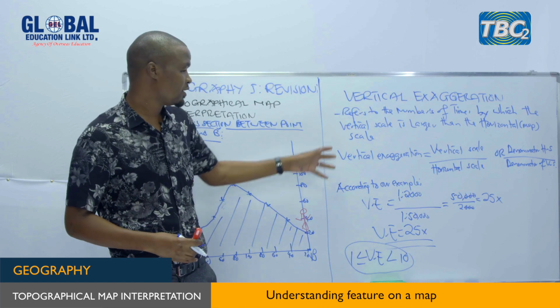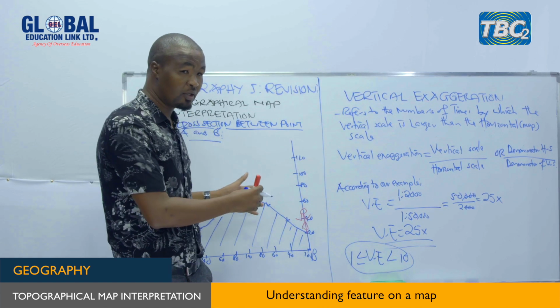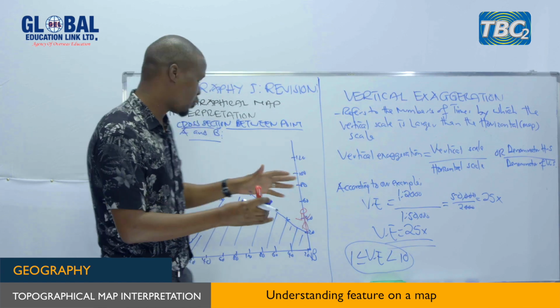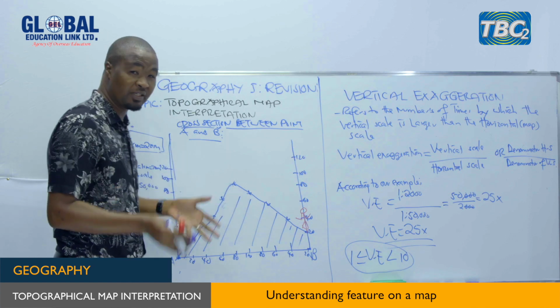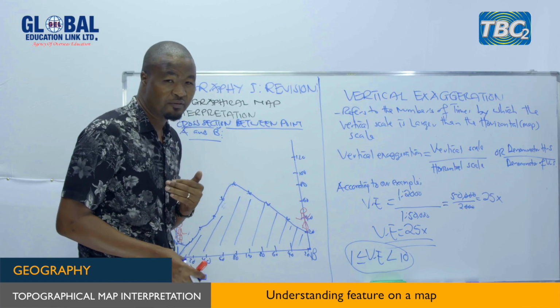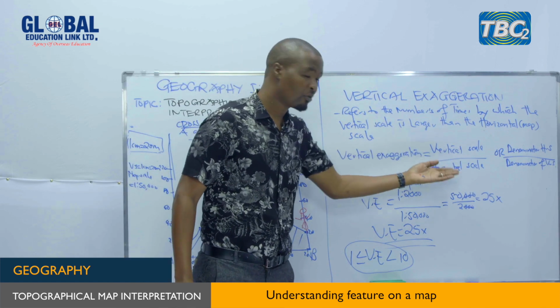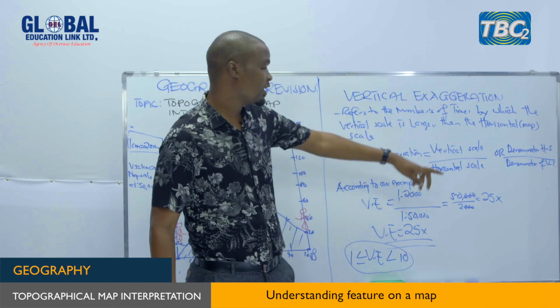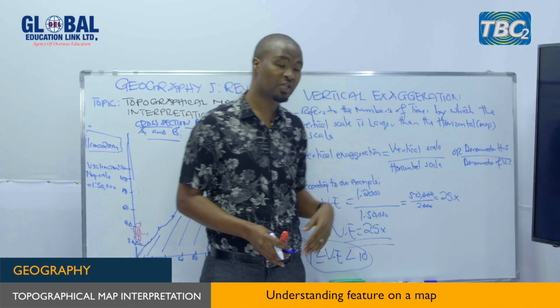So by summarizing, let's assume we are not talking about the cross section. We are talking about the vertical exaggeration. How to find the vertical exaggeration? We find the vertical exaggeration by taking the vertical scale divided by the horizontal scale, or we take the denominator of horizontal scale divided by the denominator of vertical scale.